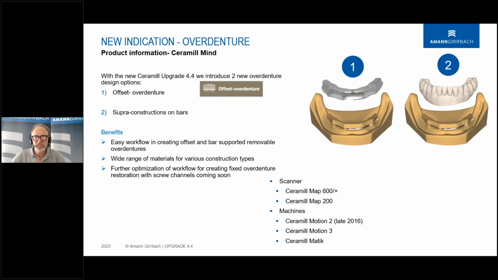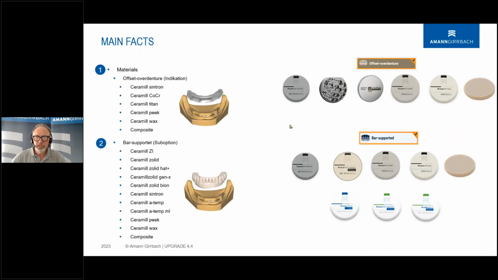So one thing is the offset denture, and the other thing, I come to this later, is the bar supported construction. The offset overdenture leads you through a workflow to a minimal layering over the bar, not only a stabilizer, more or less like the base of the denture or prosthesis you want to construct over it. The materials we set up for the overdenture are Sintron, cobalt chrome, titanium, PEEK, and wax and acrylic.